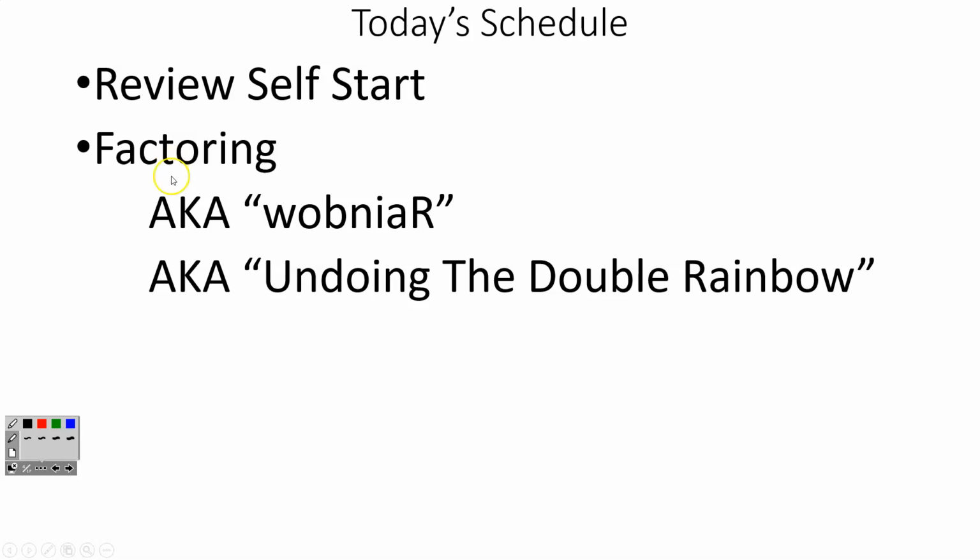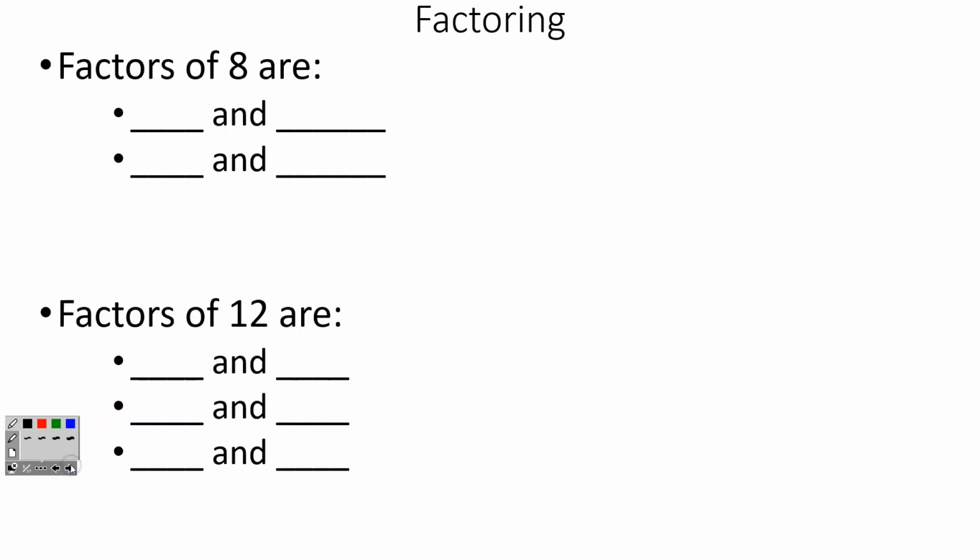So what we're going to be practicing is factoring. One of my classes a couple of years ago called it Wobniars, which is rainbow backwards. So we're going to be undoing the double rainbow that we've been practicing yesterday. So first thing we're going to start with is kind of talking about what factors are and getting more practice with that. So we're going to list the factors of 8.